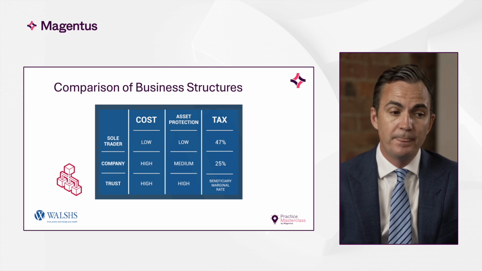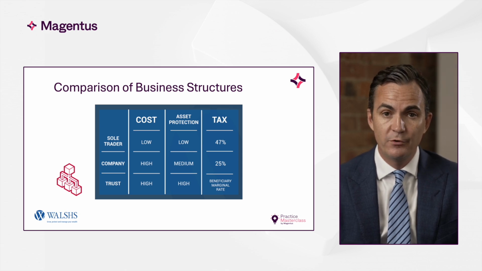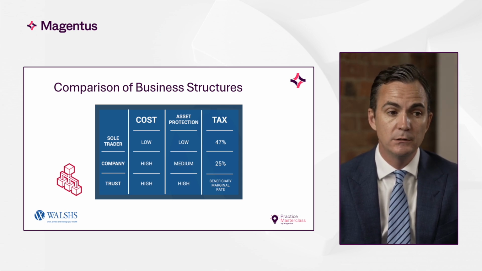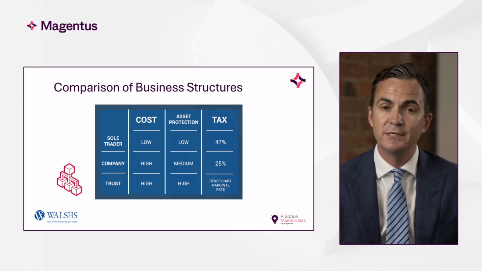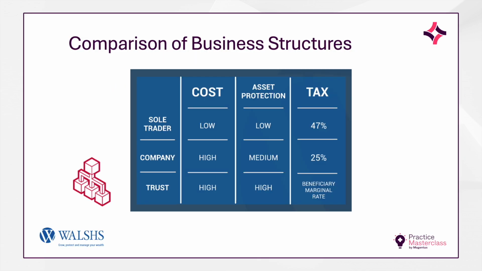And then a trust, if it's a discretionary or family trust, has high cost, high asset protection, and the tax rate is that of the beneficiary's marginal tax rate, the ultimate recipient of that income. So when you're looking at this slide, you may think, the company tax rate looks very appealing at 25%. But unfortunately, we have to comply with ATO guidelines.